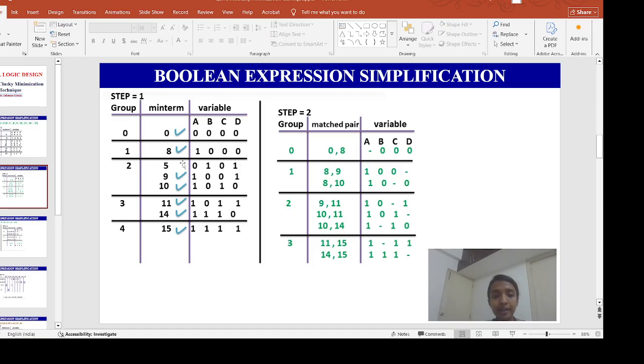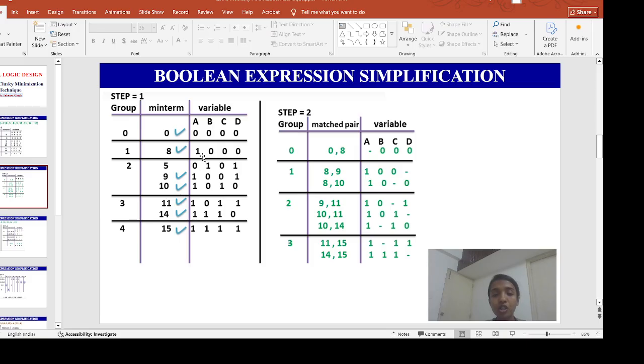Let's see 8 and 9. In 8 and 9, you can see 1 1 is matching, 0 0 is matching, 0 0 is matching, only 0 1 is not matching, which is allowed. So 8 and 9 is a matched pair. So here 1 1 0 0 0 0, we have to write as it is, but 0 1, since it is not matching, we have to put an underscore sign. Then we will compare this minterm m8 and m10.